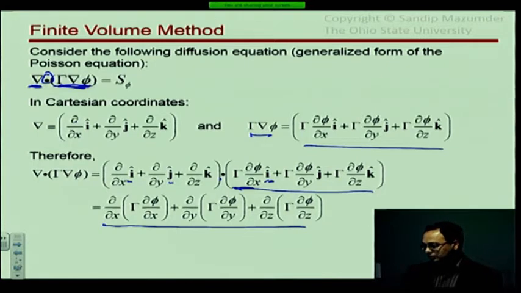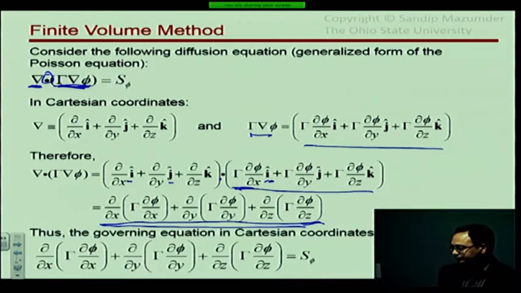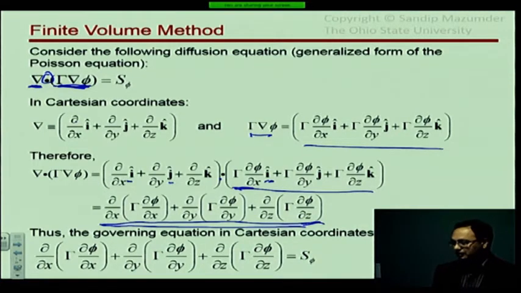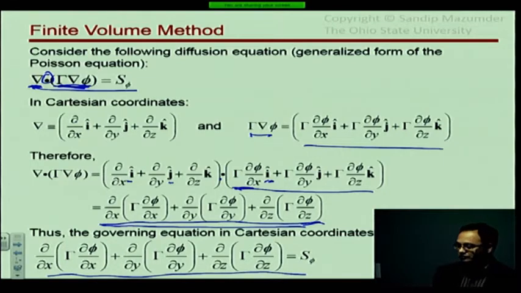So this is known as the divergence form of the governing equation, where you have d/dx of some flux. So that's our final governing equation in Cartesian coordinates. When I write this equation, that's what it means when you expand it out. Of course, if you set gamma equal to 1, you get d squared phi dx squared plus d squared phi dy squared plus d squared phi dz squared equal to S phi, which is the Poisson equation that we've been working with until now. Any questions?